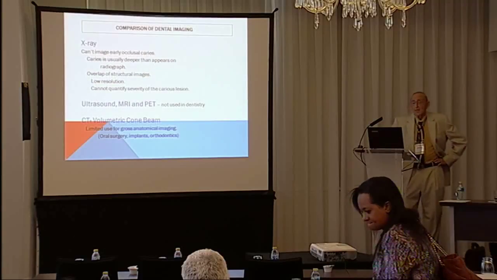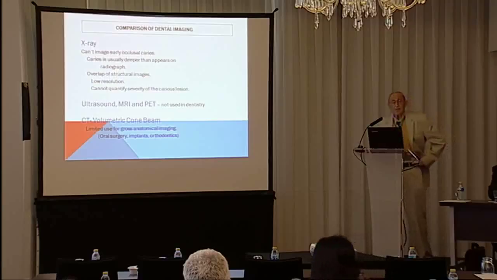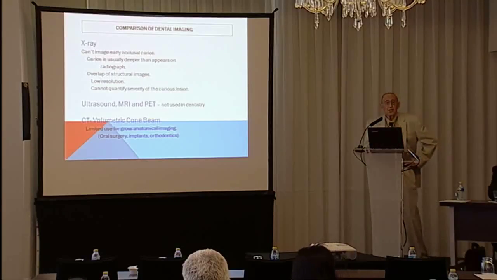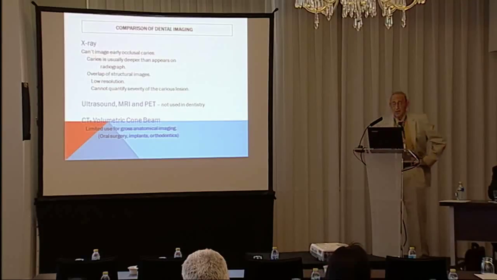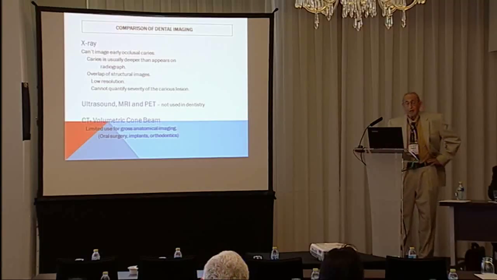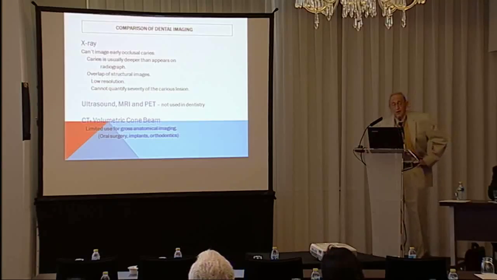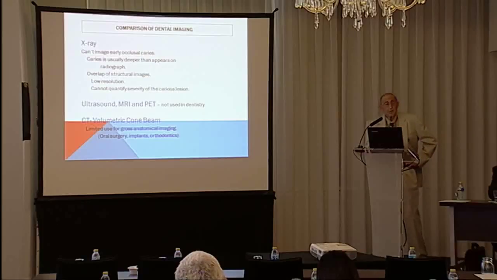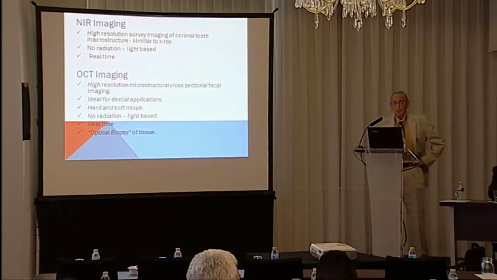X-rays: you can't image early occlusal caries. Caries is usually deeper than it appears on a radiograph. You have overlap of structural images. You have low resolution. You cannot quantify the severity of the carious lesion. Ultrasound, MRI, and PET are not used in dentistry. We have CT volumetric cone beam. It's of limited use for gross anatomical imaging. We use it for oral surgery, implants, and orthodontics.